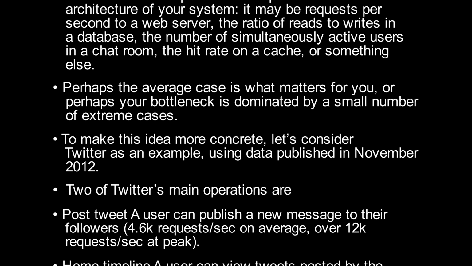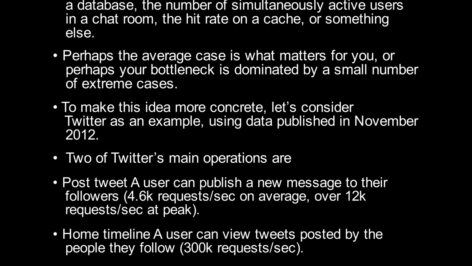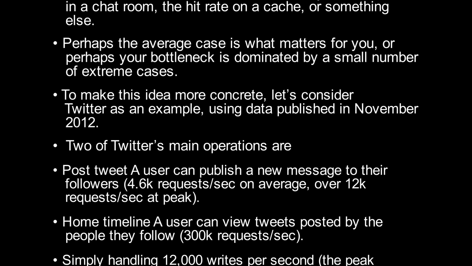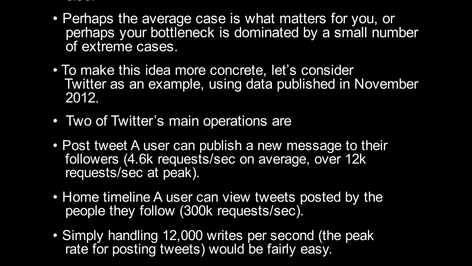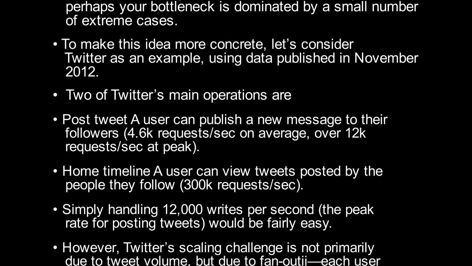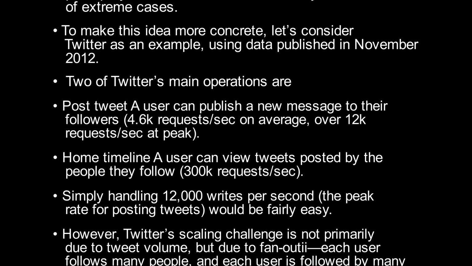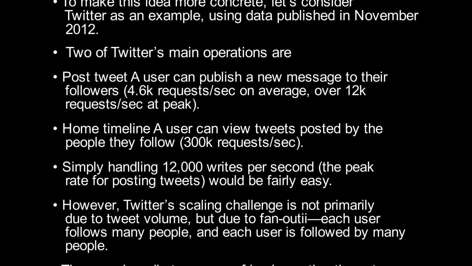Two of Twitter's main operations are: Post tweet, a user can publish a new message to their followers. 4.6K requests/sec on average, over 12K requests/sec at peak. Home timeline, a user can view tweets posted by the people they follow. 300K requests/sec. Simply handling 12,000 writes per second for the peak rate for posting tweets would be fairly easy.